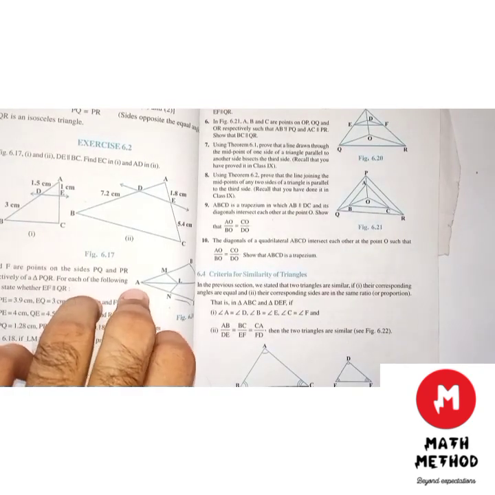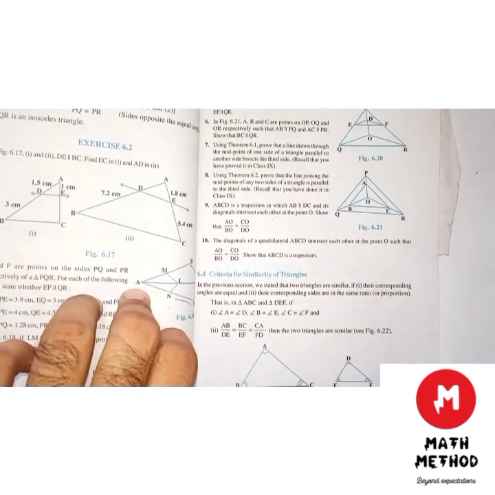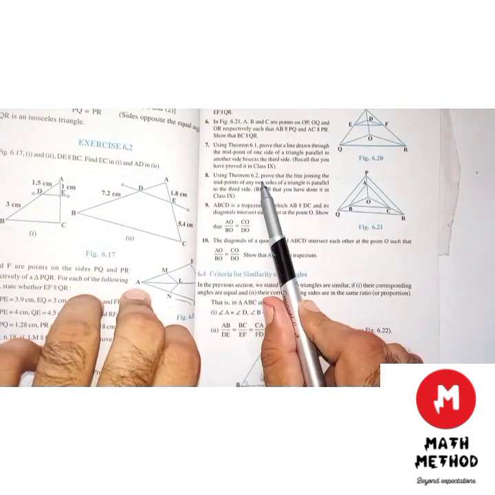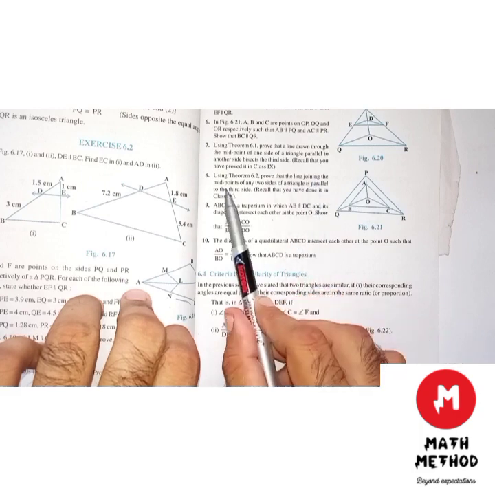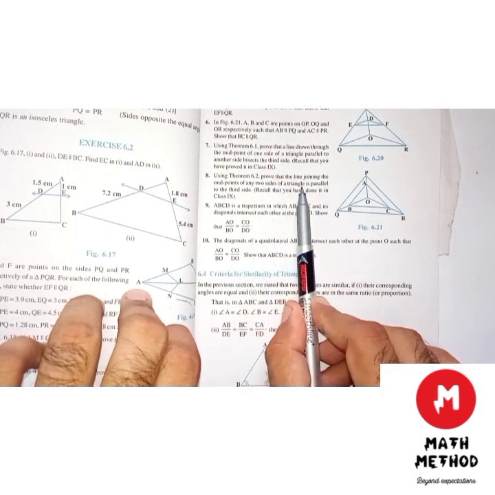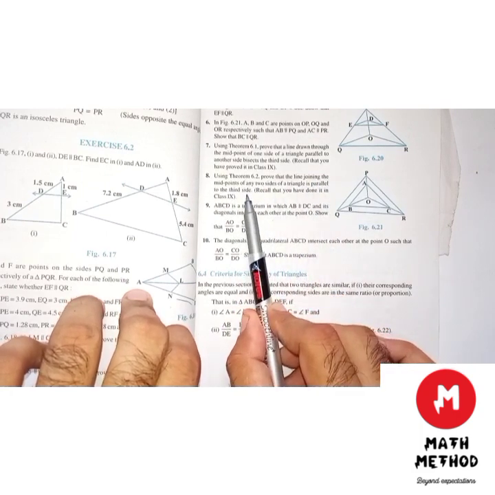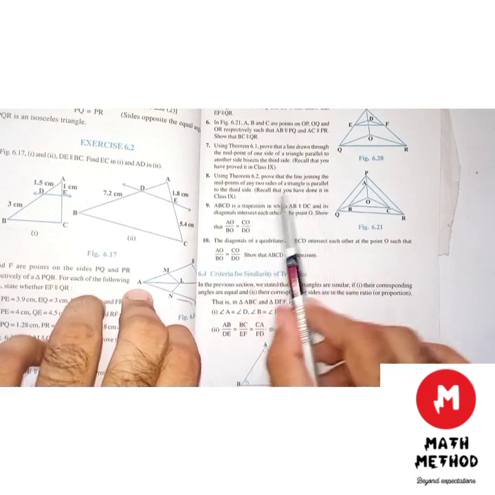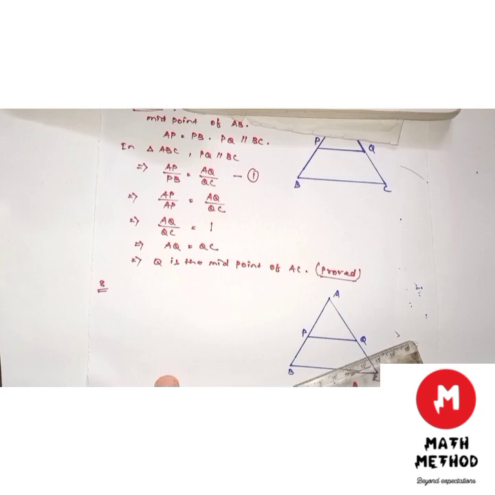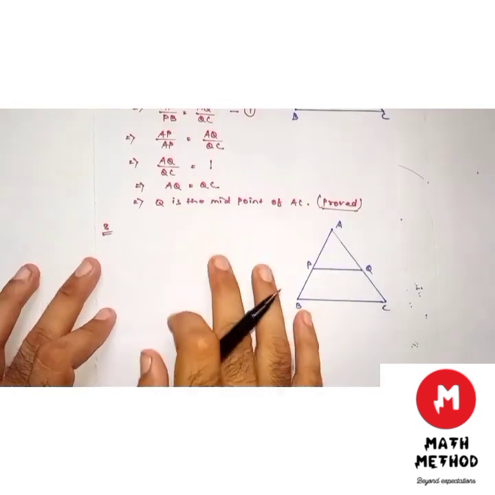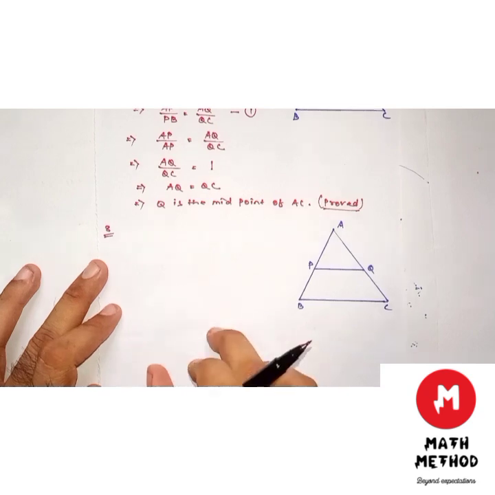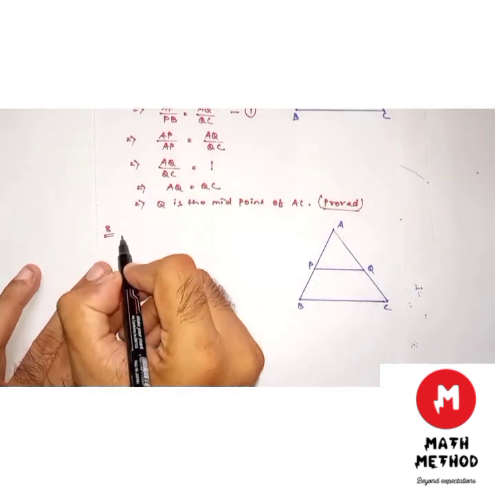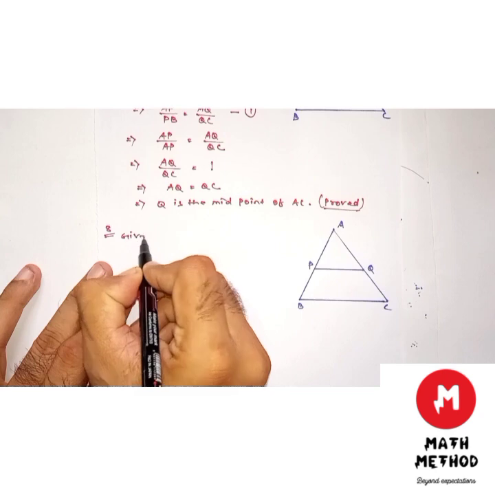Now question number 8. Using theorem 6.2, that is the converse of Thales' theorem, prove that the line joining the midpoint of any two sides of a triangle is parallel to the third side. It is also done in class 9th. Now we will write it as, see the procedure of writing the proof of theorem. Now we have to write first given.